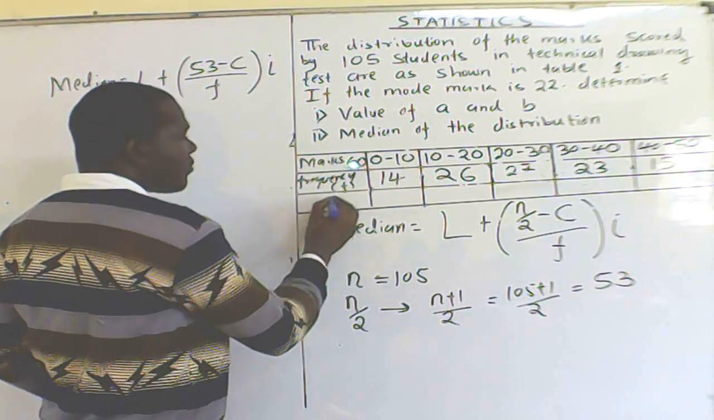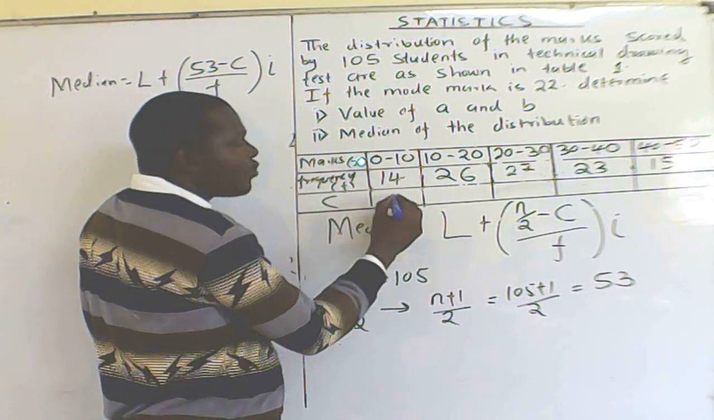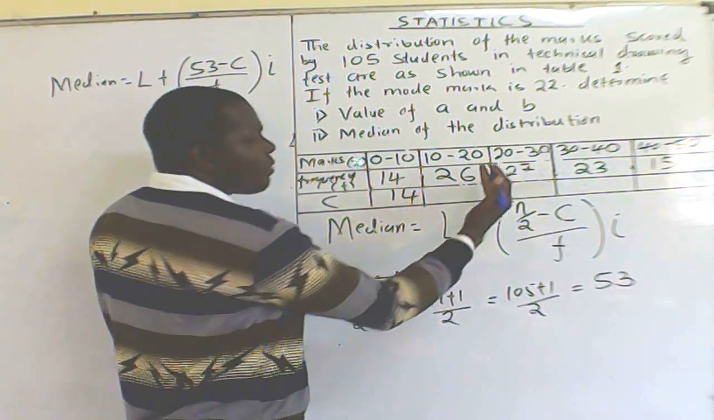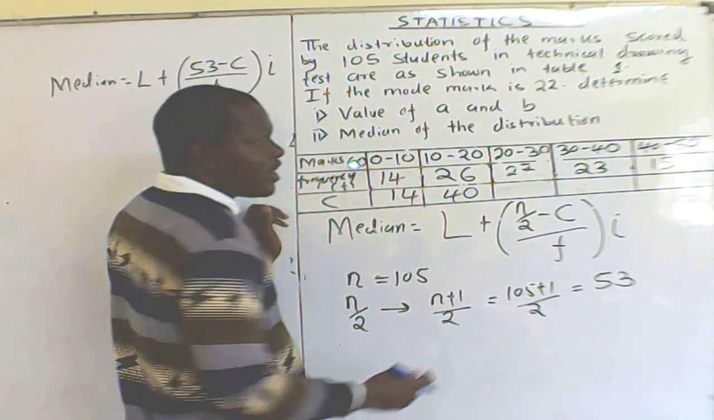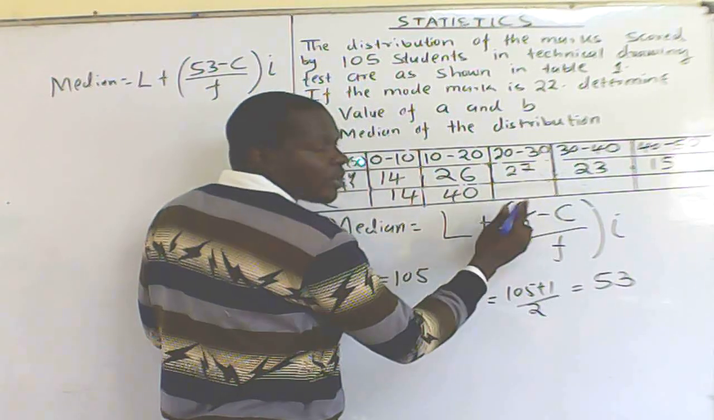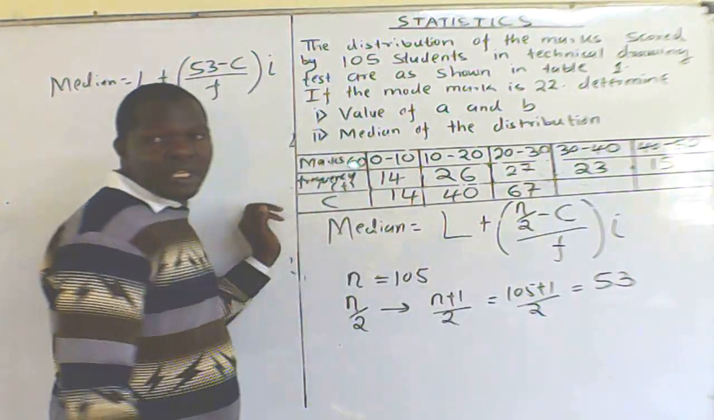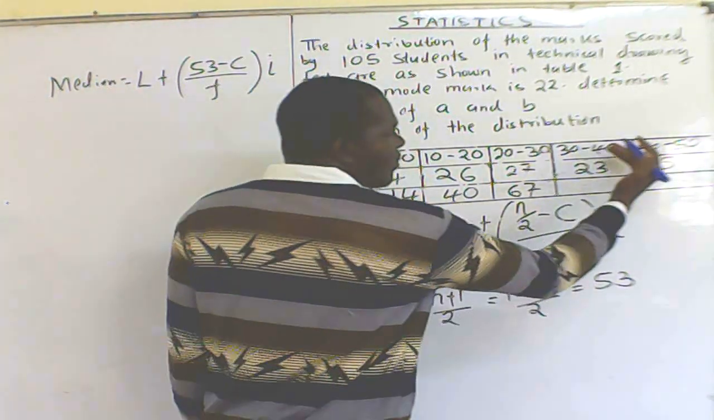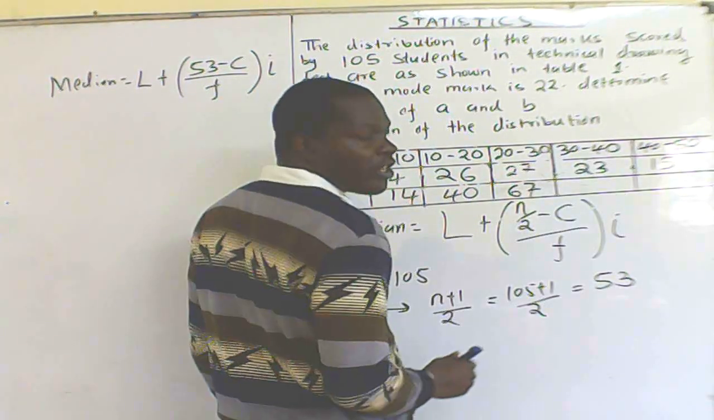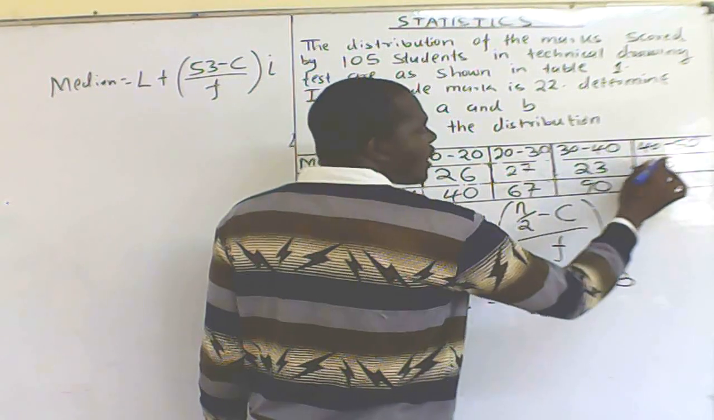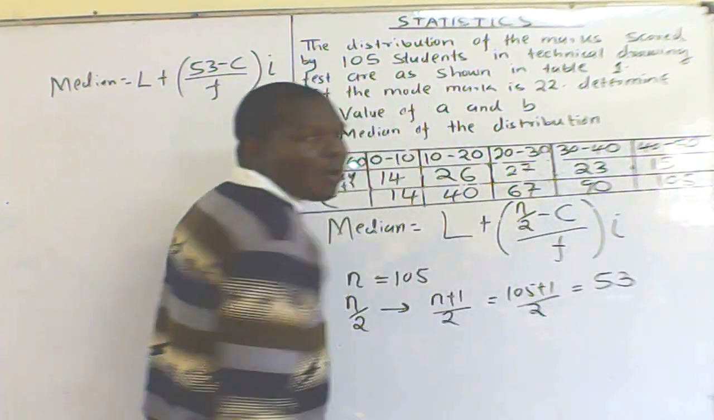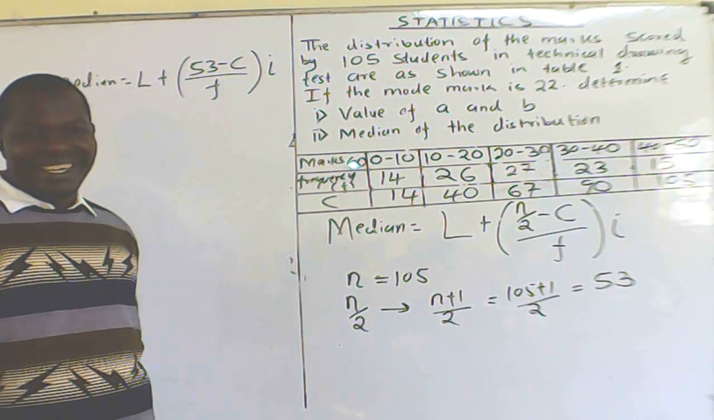So cumulative frequency: up to the end of this class you counted 14. Up to the end of this class is 14 plus 26, you counted 40. At the end of this class is 40 plus 27, you have counted 67, isn't it? At the end of this class, 67 plus 23, you have counted 90. At the end of this class, 90 plus 15, you have counted 105. You counted everything, isn't it?